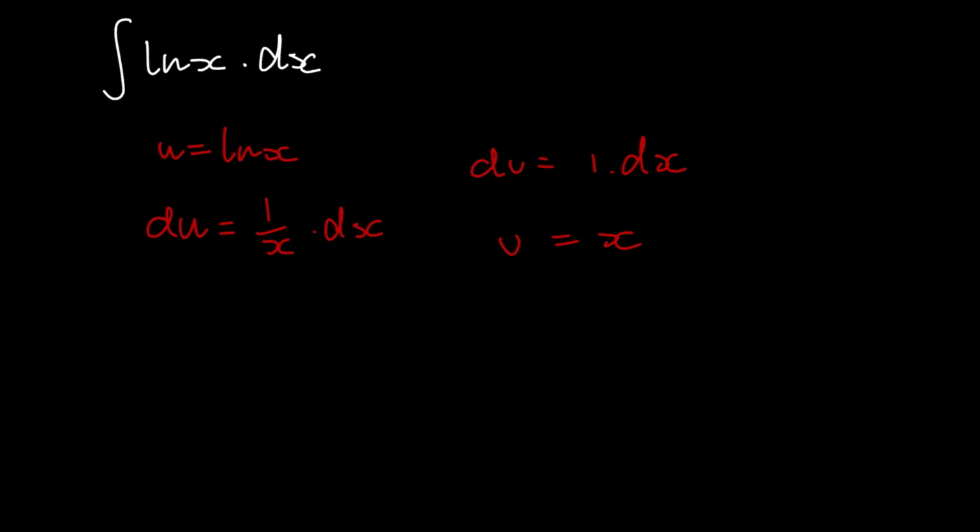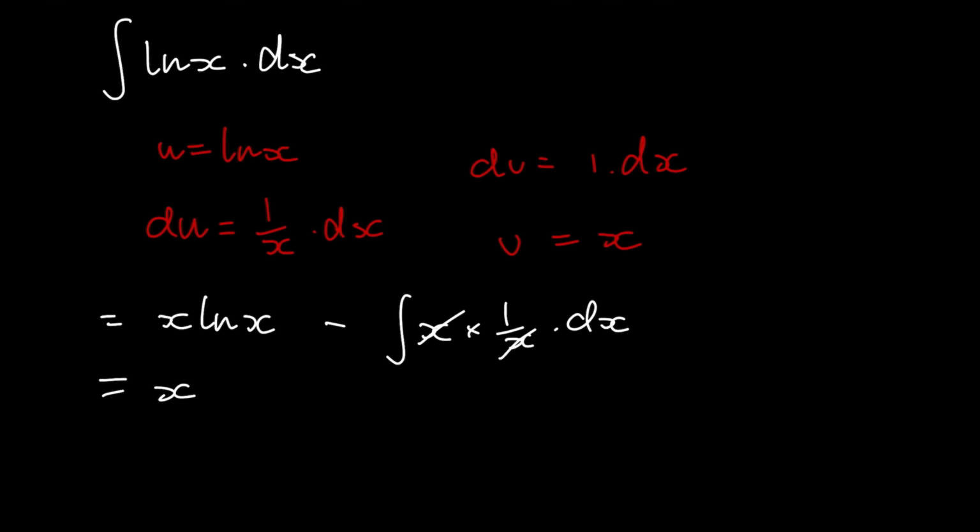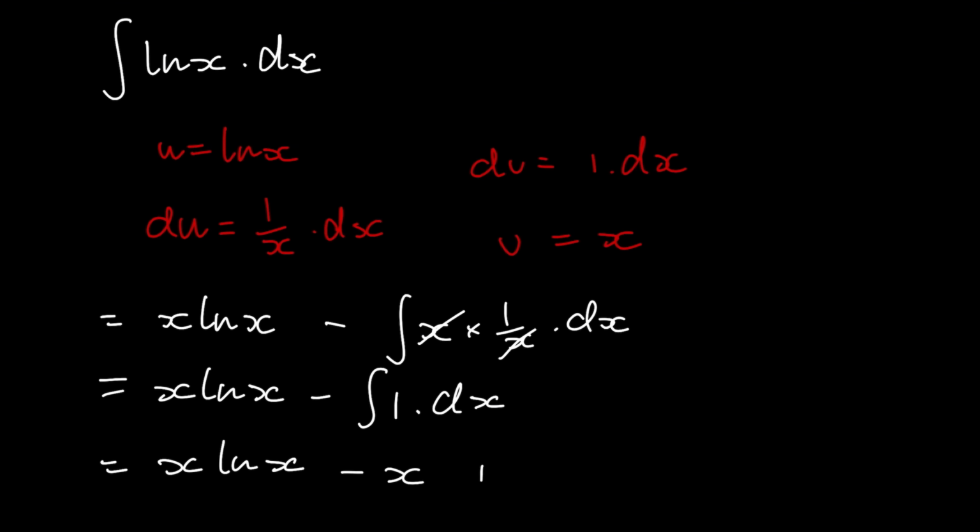Okay, so our integral is then uv, which is ln of x times x, minus the integral of v du, which is x times this here, which is 1 over x dx. Those x's cancel, and we're left with x ln of x minus the integral of 1 dx, which is equal to x ln of x minus x plus c, the constant of integration. And that's the final answer.